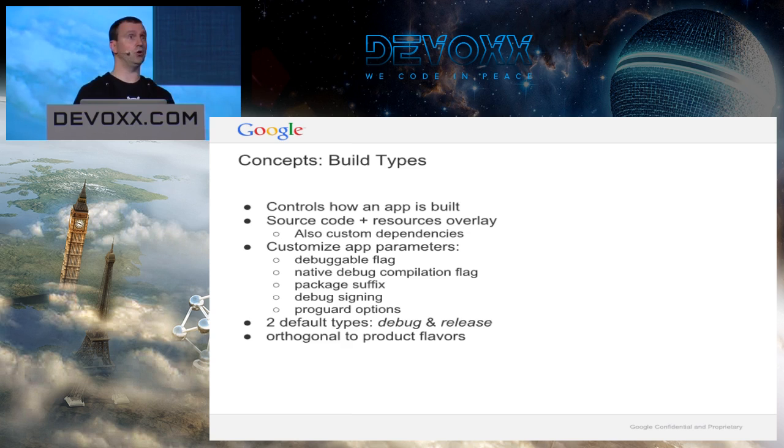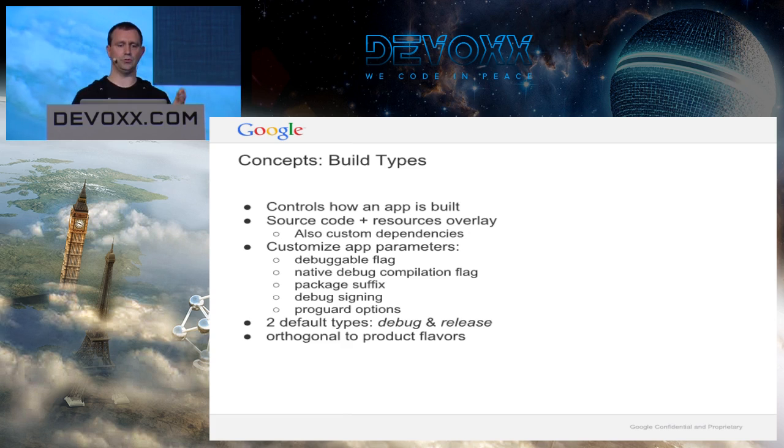Maybe your debug application wants to access the internet to log some information whenever there's a crash or something like that, but not the release version, because you don't want the app to actually have a permission that the user wouldn't want. So here you could do that. You could say, hey, for my debug, I have the internet permission. And by default, you have those two different build types, but you can create new ones, right?